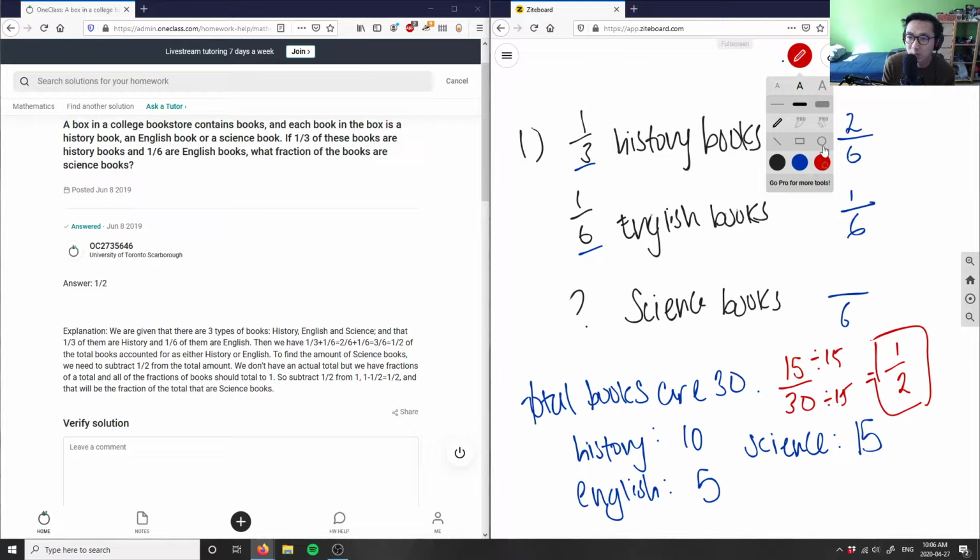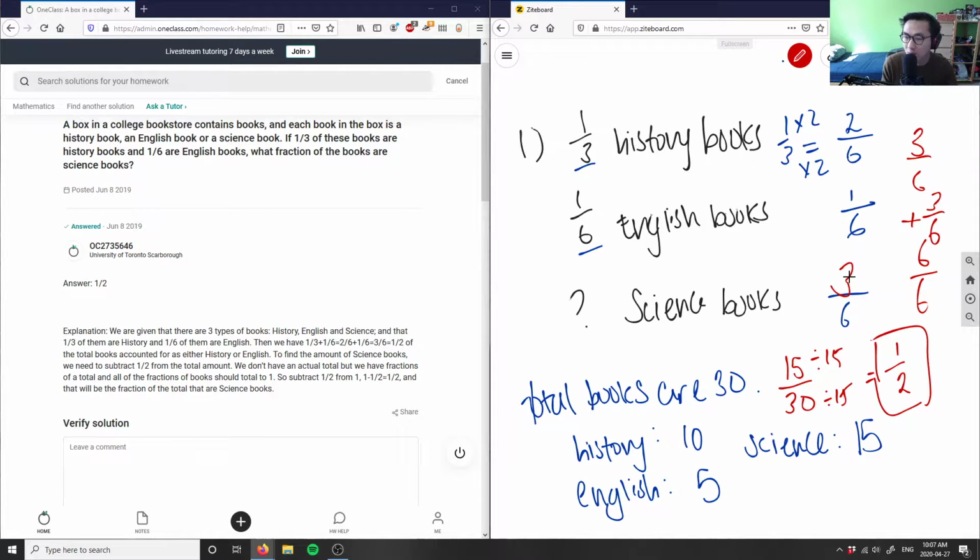If I were to use the first method that I approached this question with, I have 2/6, 1/6, and I'm looking for how many sixths are science books. Well, 2 plus 1 is 3, and 3 plus 3 is 6, and everything has to add up to 6 over 6, right? So what number adds to 3/6? Obviously this would be 3 over 6, because 3 plus 3 equals 6, and 3/6 equals half. If you reduce it and divide the numerator and denominator by 3, you'd get 1/2 as well. So this here is the correct answer. Half of the books are indeed science books.